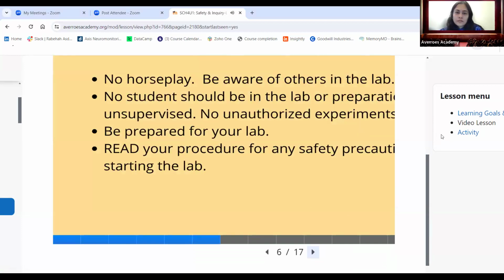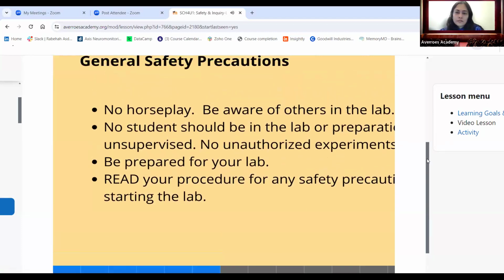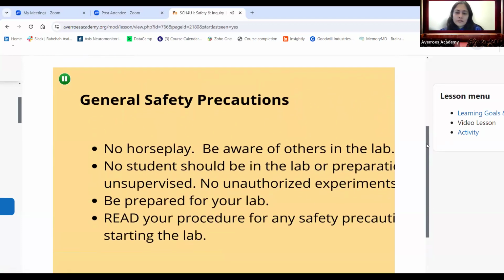Some other general safety precautions in the lab, right? Be aware of others in the lab. So no horseplay, no running, no misuse of equipment and chemicals and materials. No student should be in the lab or prep room unsupervised, no unauthorized experiments. Come prepared for your lab and read your procedure for any safety precautions before starting the lab.